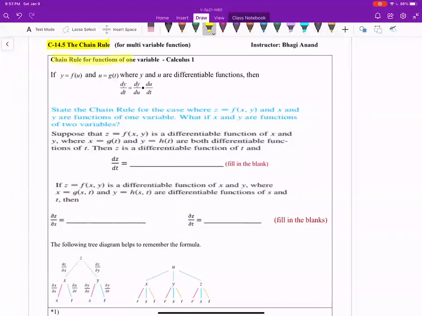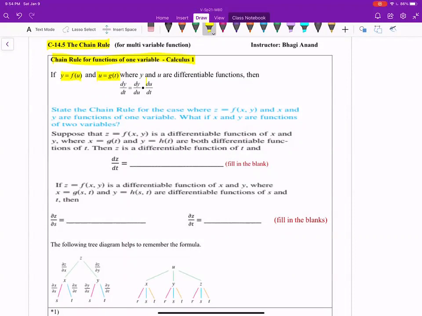In Calculus 1 class, you have seen the chain rule for single variable. It says that if y is a function of u and u in turn is a function of t, and if y and u are differentiable functions, then dy by dt equals dy by du times du by dt. What it means is y is a function of u and then u in turn is a function of t.